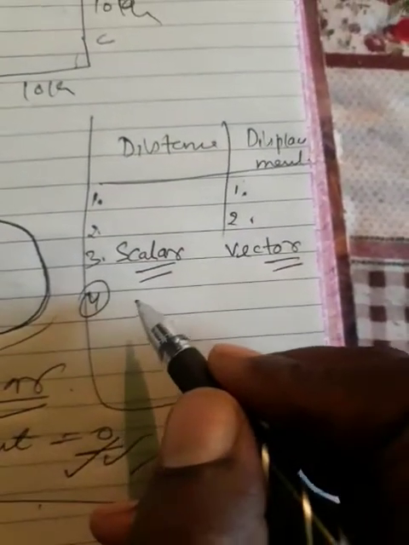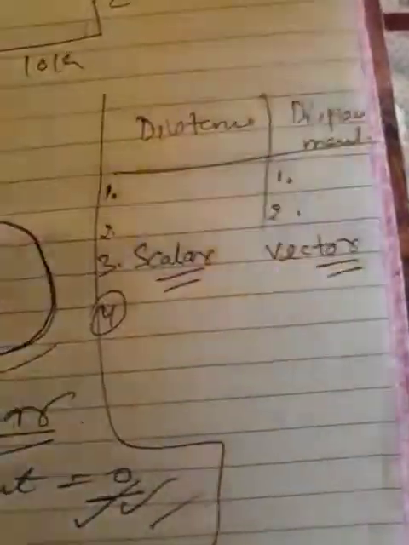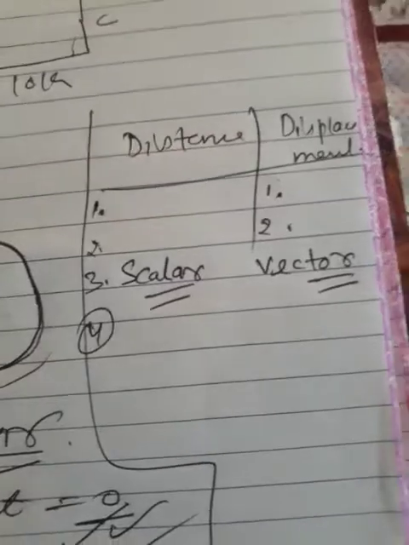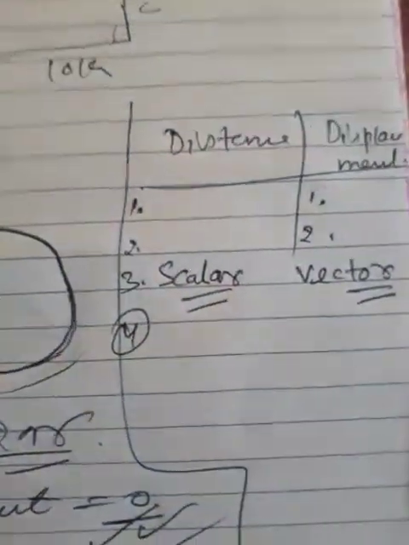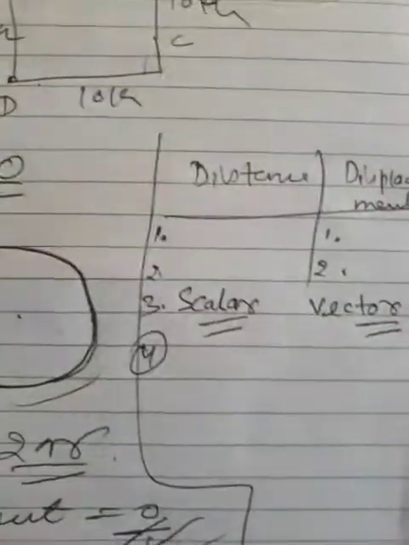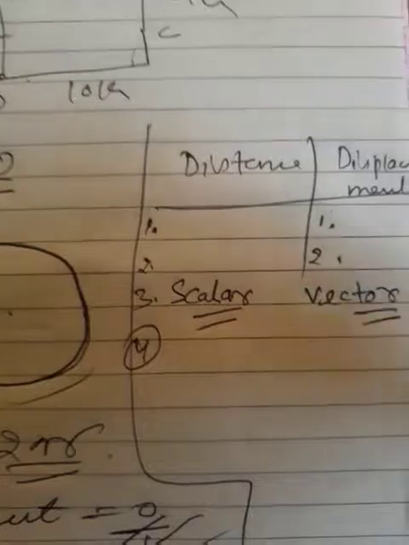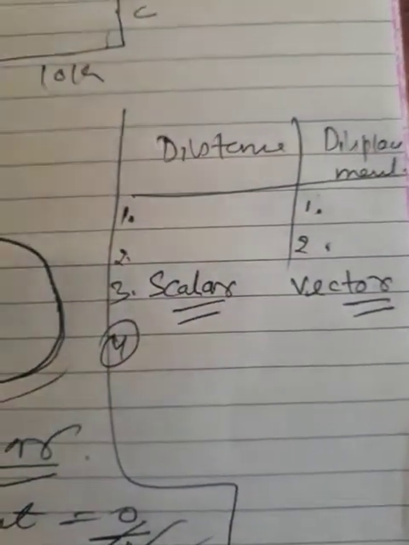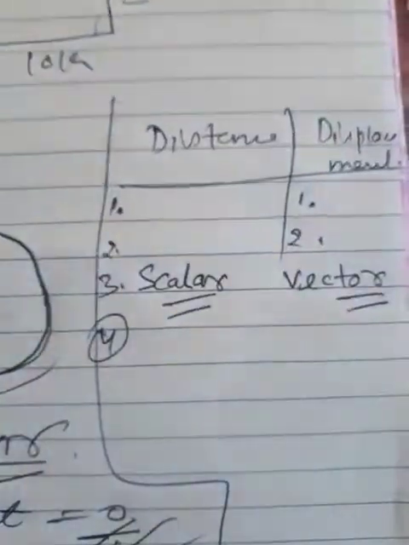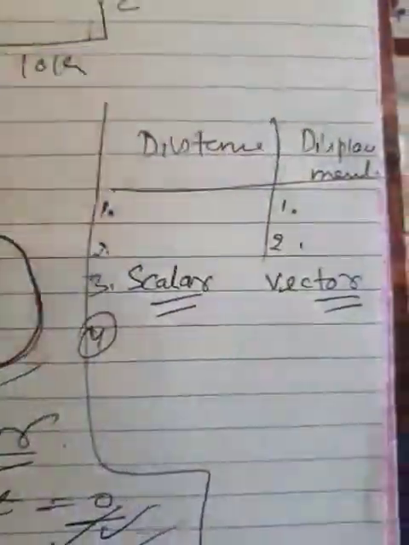Fourth point, distance of a moving object can never be negative, but displacement of a moving object can be negative. That means displacement can also be negative, but distance will never be negative.